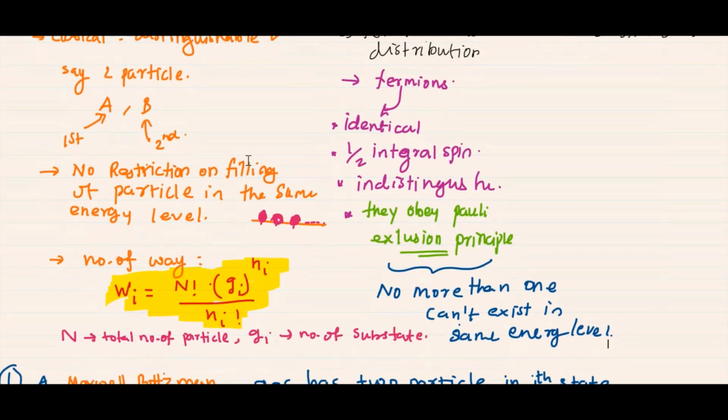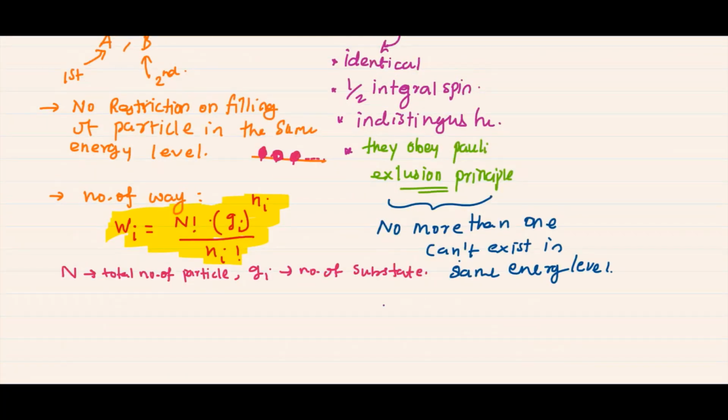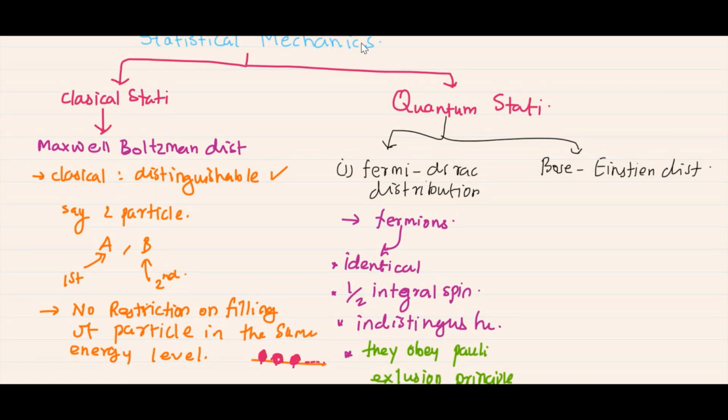And finally we write the formula. The formula for Wi, the number of ways, is Gi factorial divided by Ni factorial into (Gi minus Ni) factorial. This is the formula to find the number of ways in the Fermi-Dirac distribution. We need to remember this formula in order to solve the problems very quickly. We will solve three problems related to these formulas. Before going to the problems, I will discuss the Bose-Einstein distribution also. So let's do it.